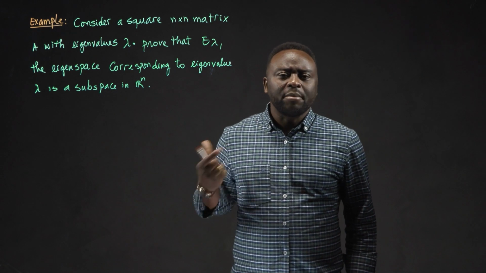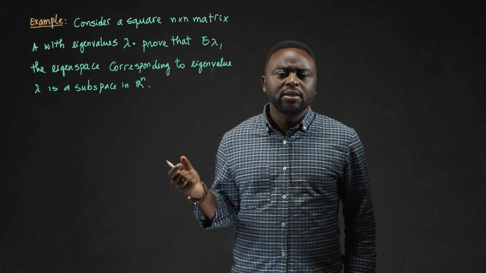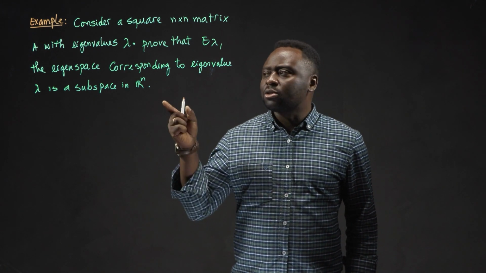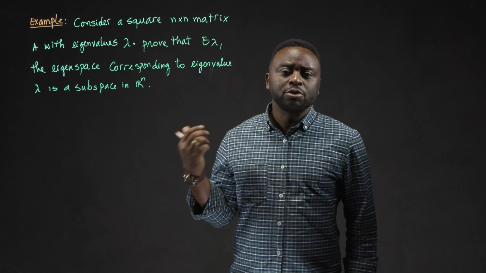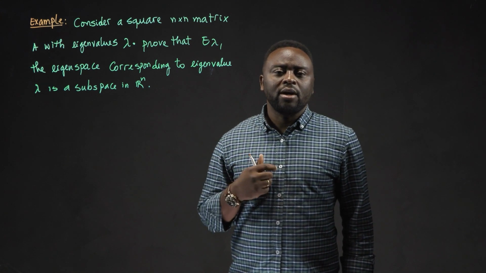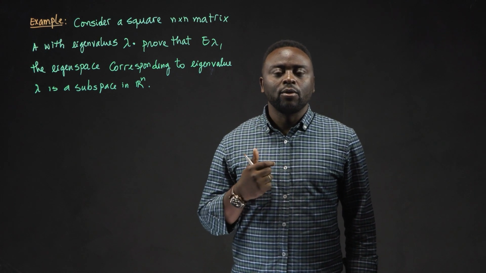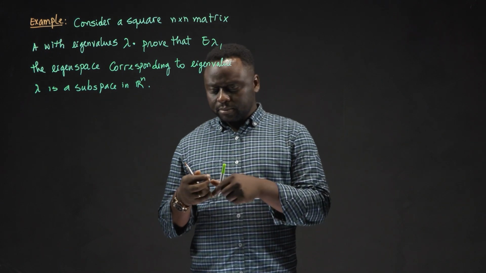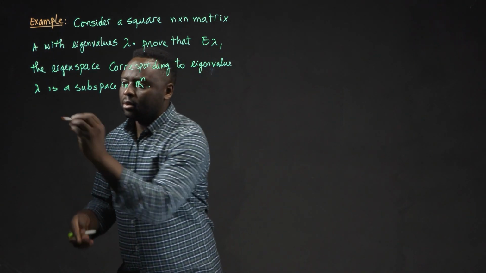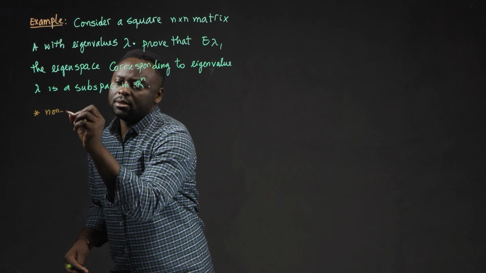The first step, as I mentioned in the video, is to show that it is not empty. So it means the 0 vector belongs to this eigenspace. Secondly, you want to prove that it's closed under vector addition. And lastly, we have to show that it is closed under scalar multiplication. Okay, so let's do it quickly. First step, non-empty.